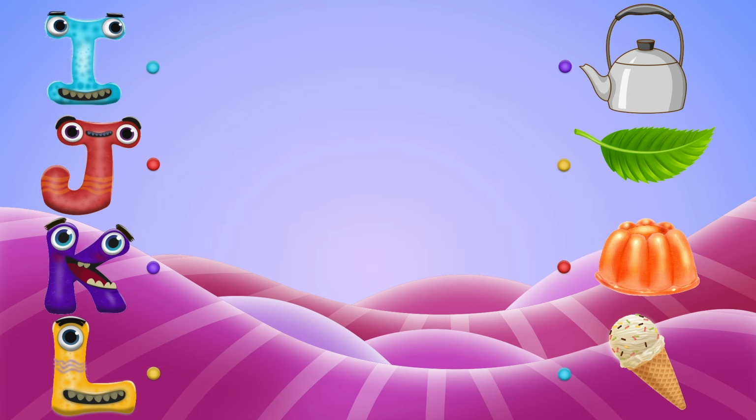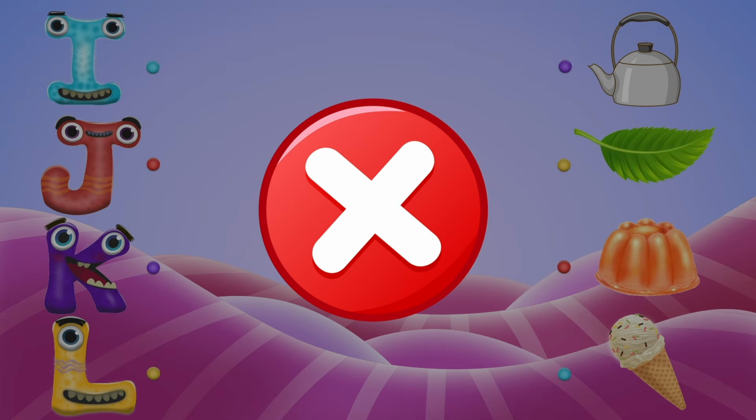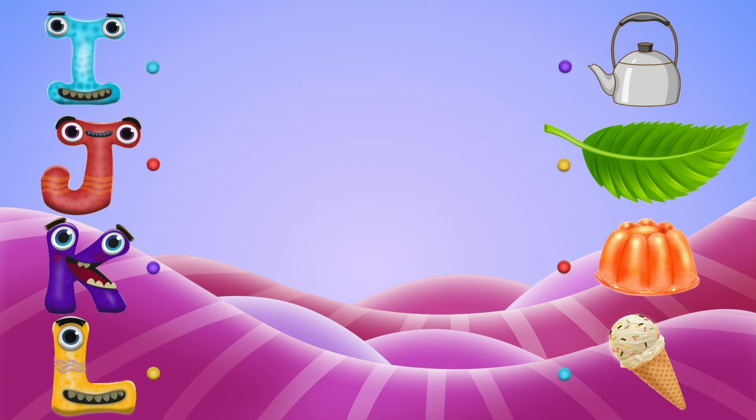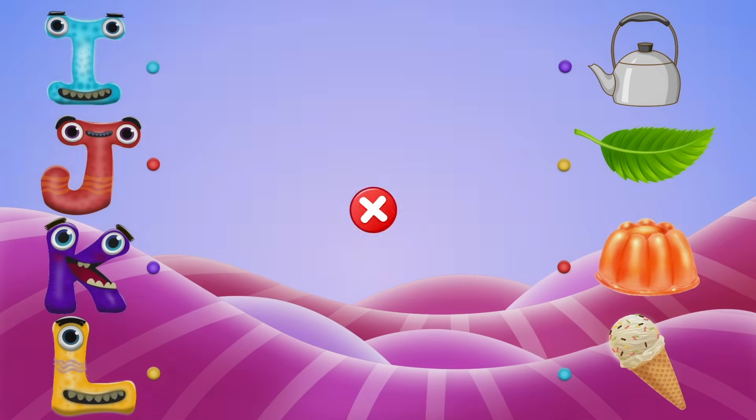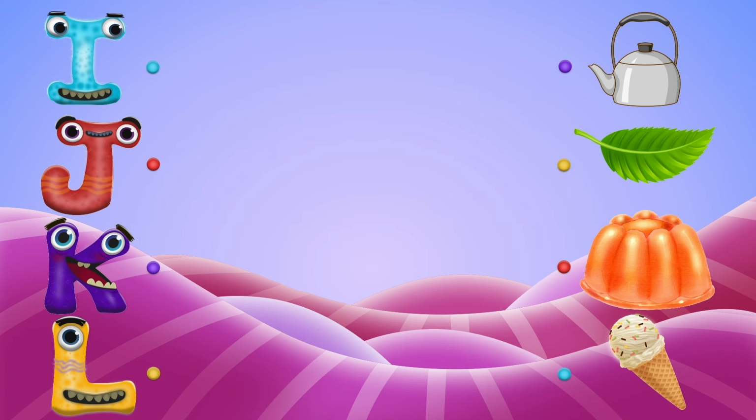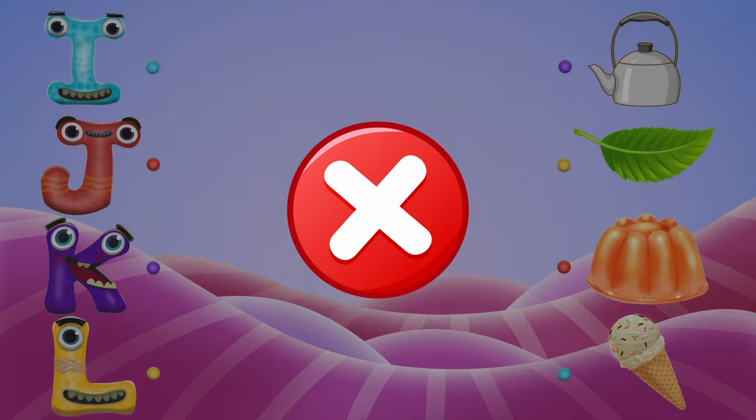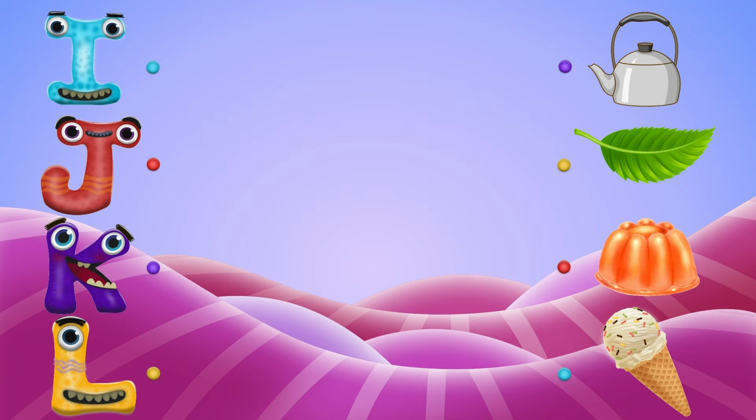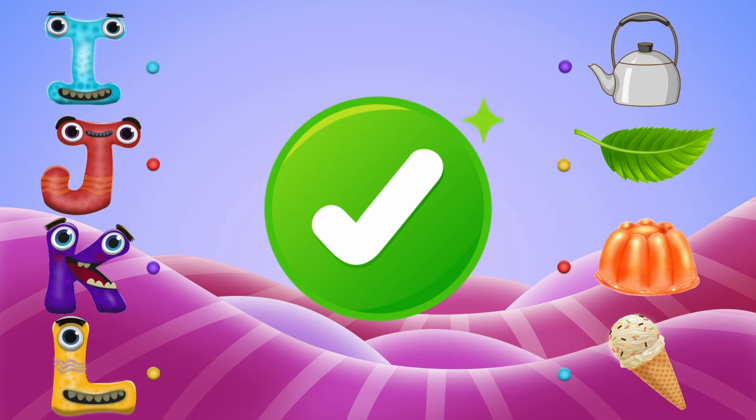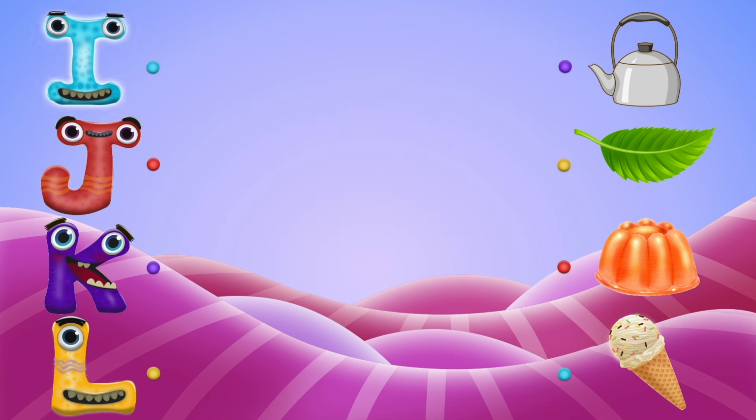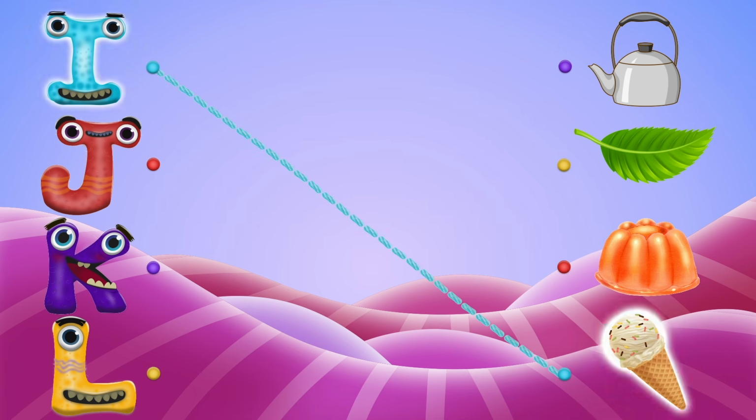Does kettle start with letter I? Does leaf start with letter I? Does jelly start with letter I? Does ice cream start with letter I? I is for ice cream. Now let's proceed with letter J.